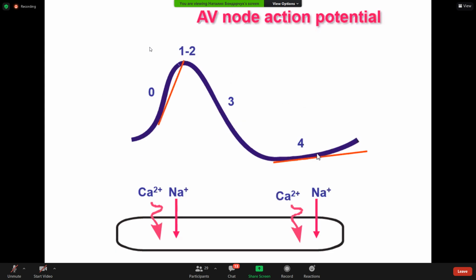For example, as here in the AV node, calcium ions also play a role. So most of the antiarrhythmic agents suppress automaticity by blocking either sodium channels or calcium channels to reduce the ratio of these ions to potassium. This decreases the slope of phase 4 diastolic depolarization and raises the threshold discharge.